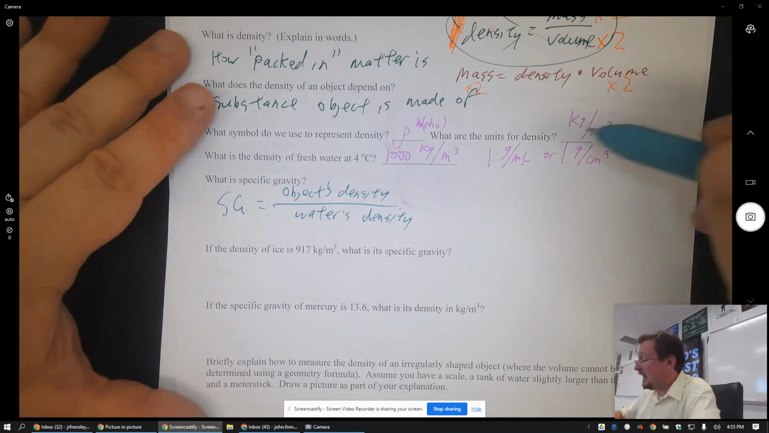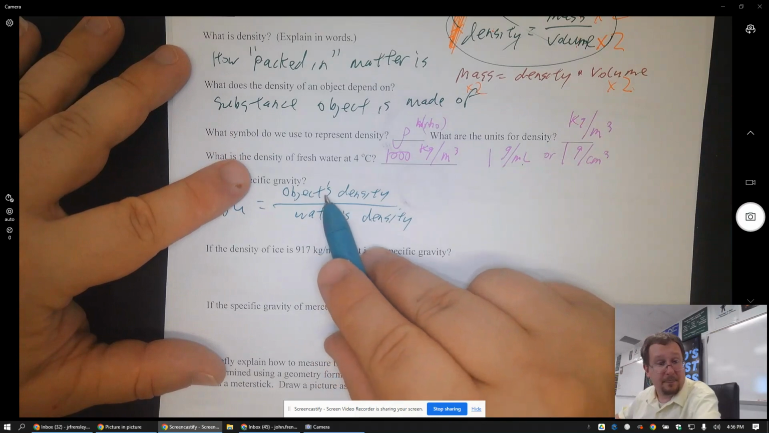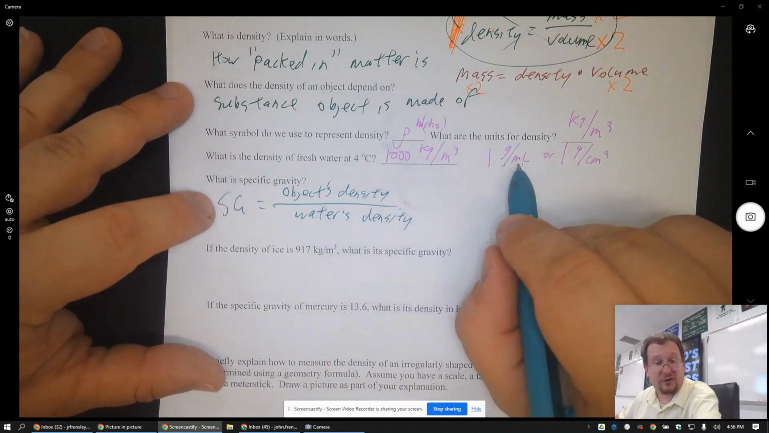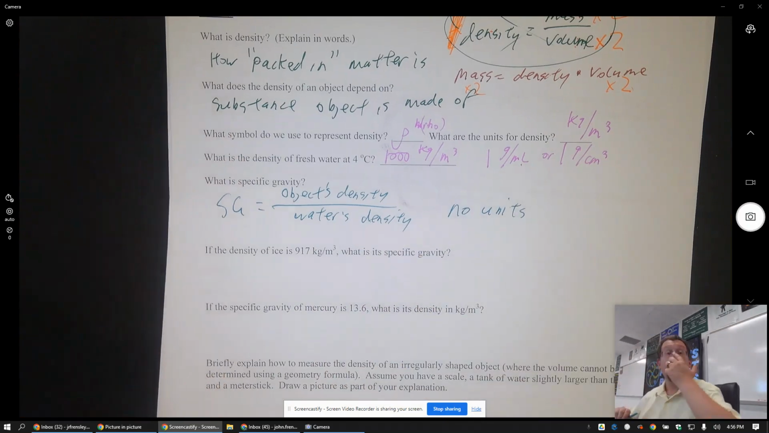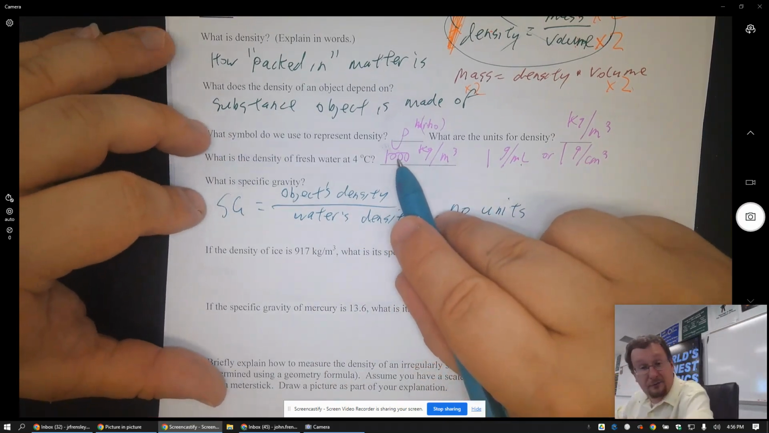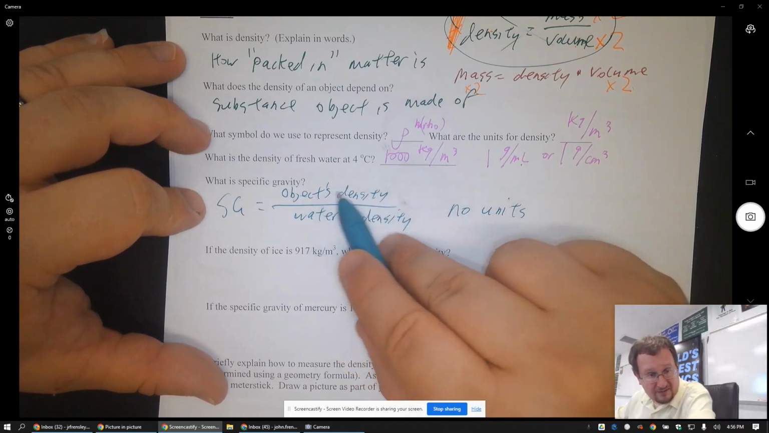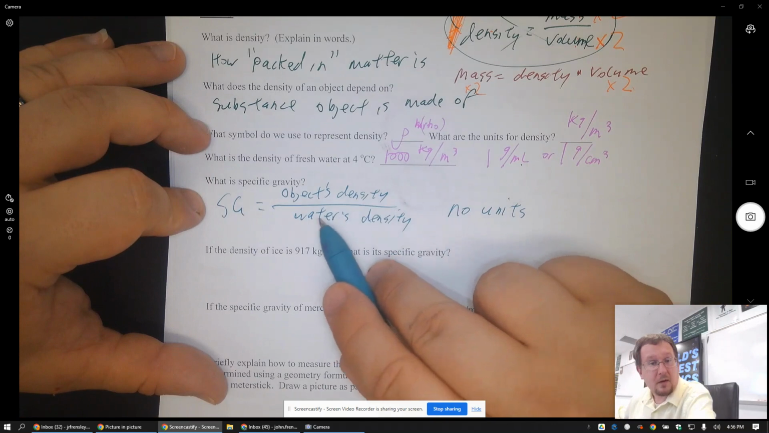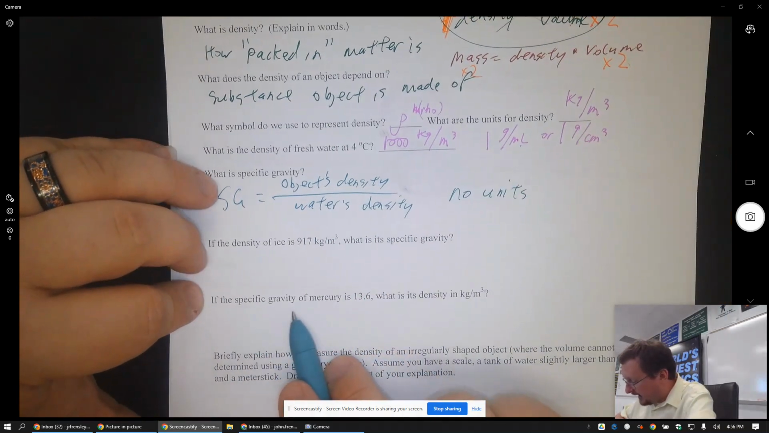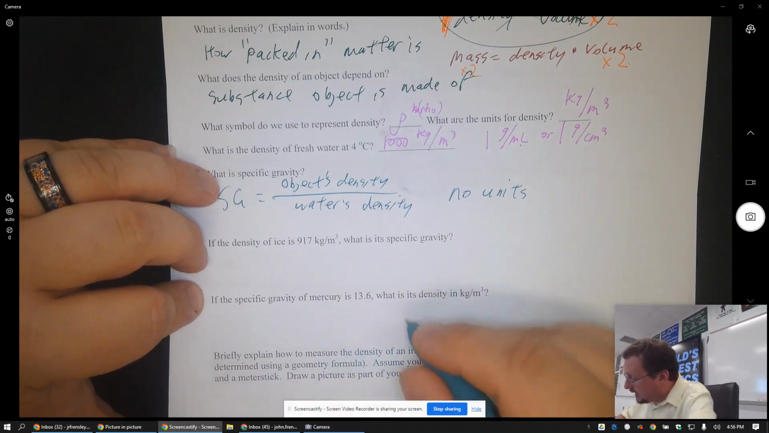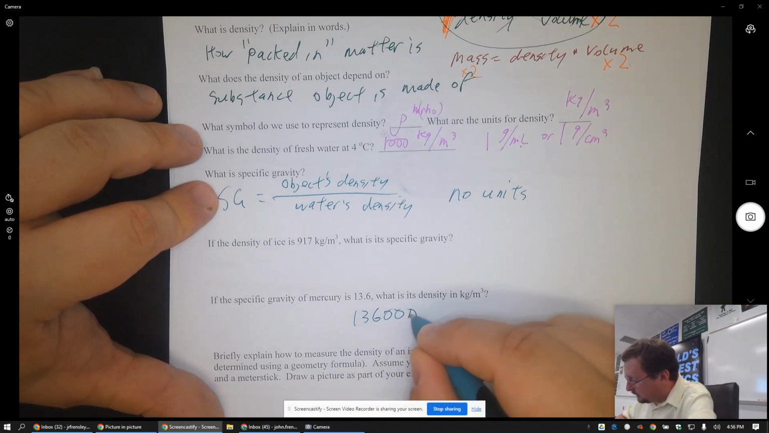So mercury is 13.6 grams per milliliter. Well, then its specific gravity is also 13.6. And notice that there's no units because it's a density divided by a density. But the density of mercury is 13,600 kilograms per cubic meter. So if the specific gravity of mercury is 13.6, what's its density? Well, it would just be water's density, 1,000, times specific gravity, 13,600, right?